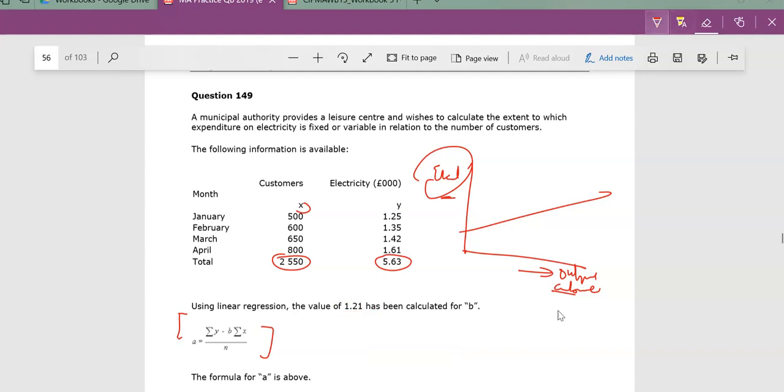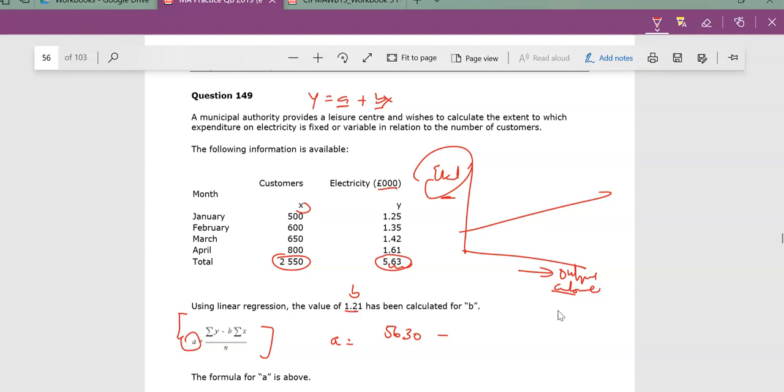But this 121 is very much the variable cost, and that is your B, right? Whilst A is, we're looking for the fixed cost. That's what we're looking for. And this y is equal to A plus bx, where A is fixed and B is variable. Okay, great. So we have the sum of y here, which is 5.63. I'm literally plugging things into the formula. Sum of y is 5.63, which is really 5630, because this is in thousands.